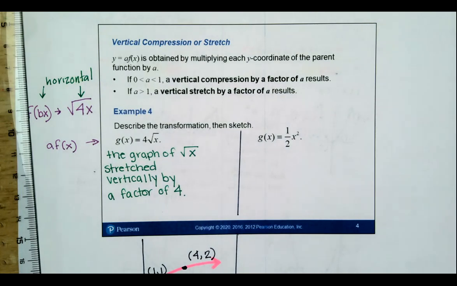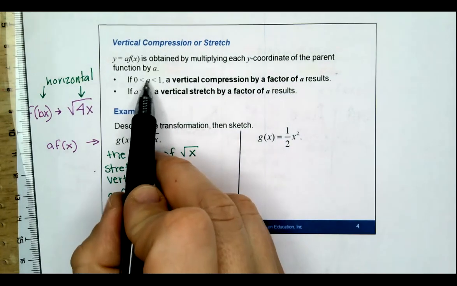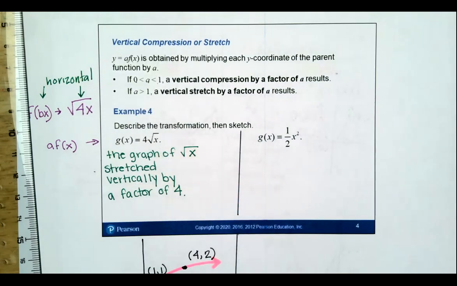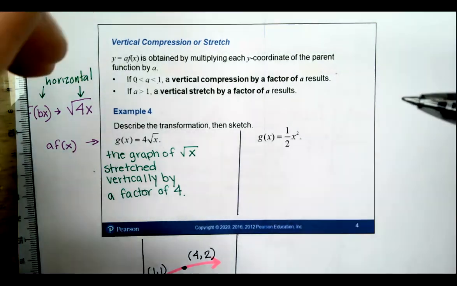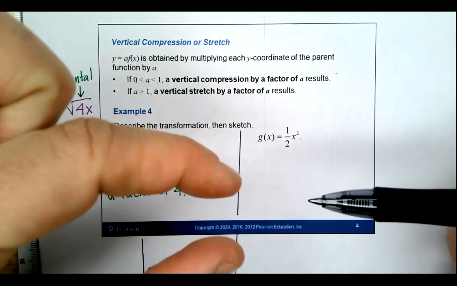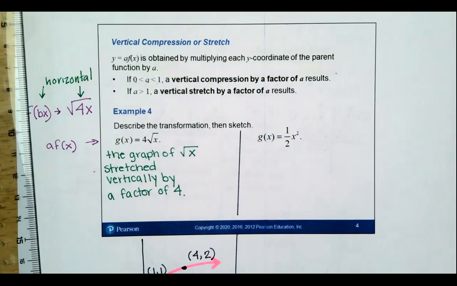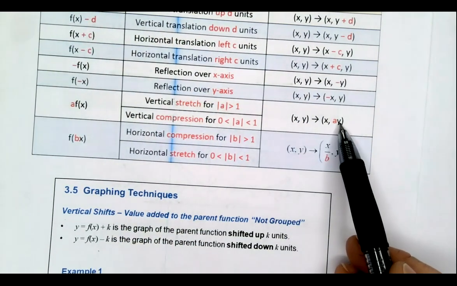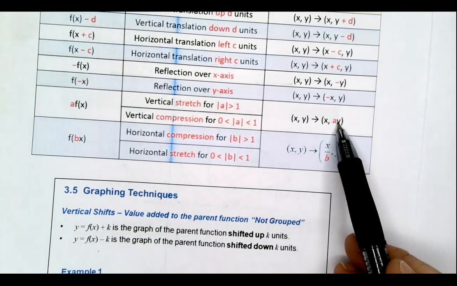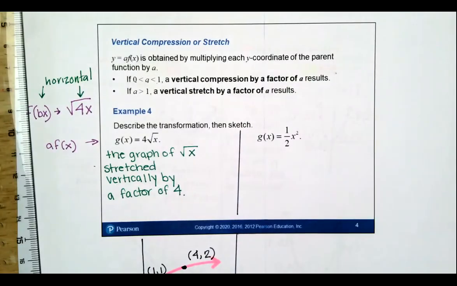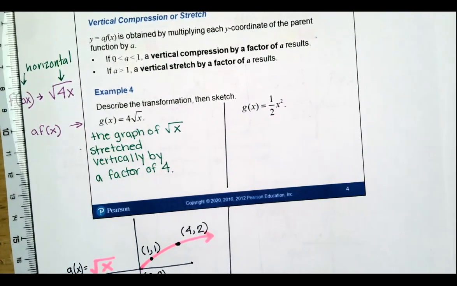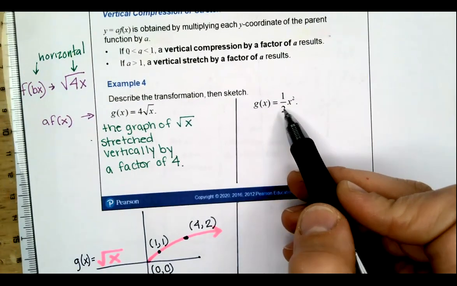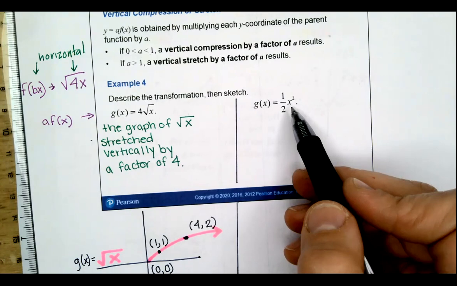g of x equals 1/2 x squared. If the number is between 0 and 1, so if it's a fraction less than 1, then we are going to shrink it, okay? But regardless, all you're going to do is take your y value and multiply it by that number. When we multiply a number by 4, it gets bigger. When we multiply a number by 1/2, it gets smaller. So you don't even need to remember, right? I'm just going to multiply my y by that, and my graph's going to be smaller.